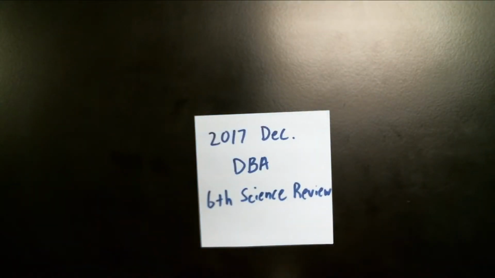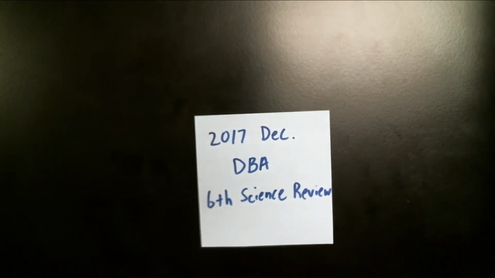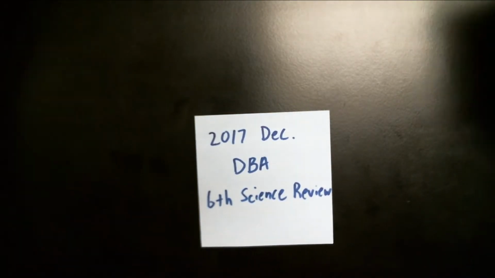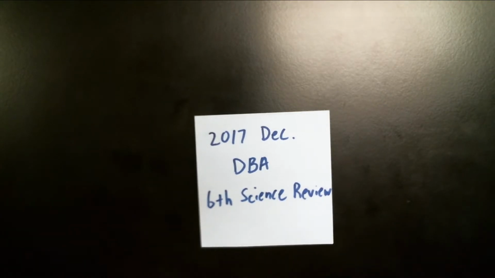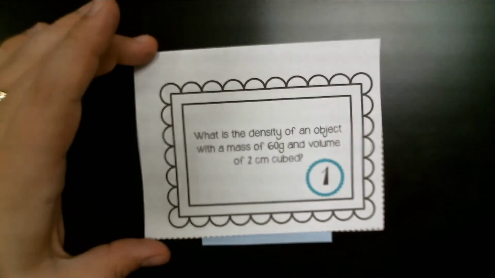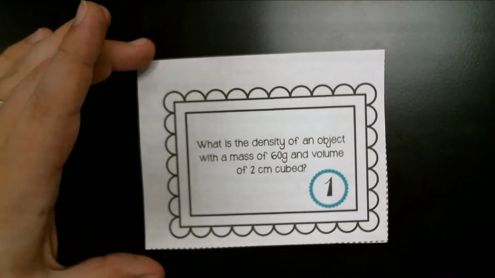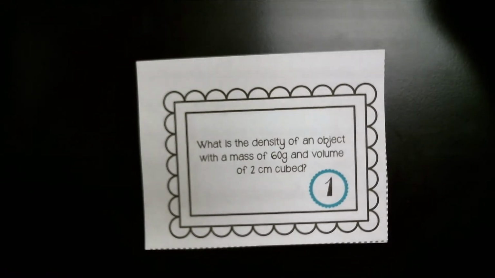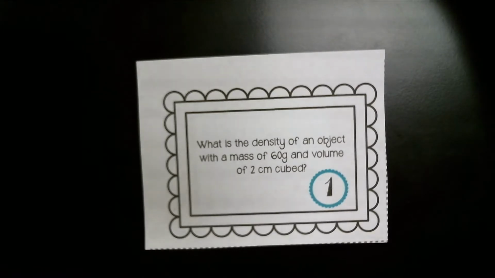Okay, we have one more topic worth of task cards. These have to do with density. Task card number 1. What is the density of an object with a mass of 60 grams and a volume of 2 centimeters cubed? Centimeters cubed is the same as cubic centimeters.